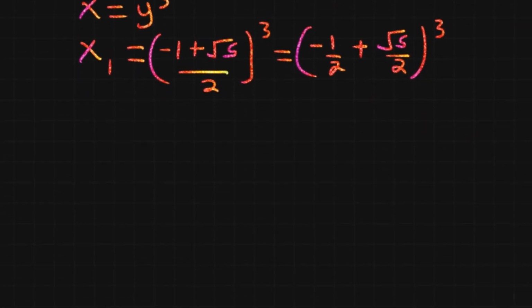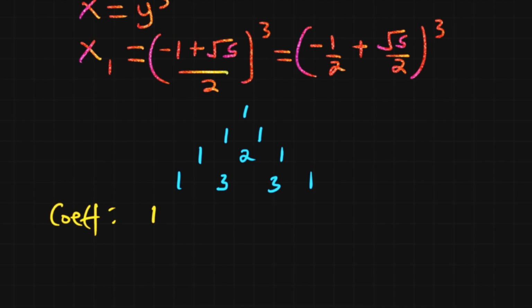So we can get the coefficients of this expansion from Pascal's triangle. Remember, when the power is 0, the coefficient is 1. When the power is 1, the coefficients are 1, 1. When the power is 2, we have 1, 2, 1. But when the power is 3, we have 1, 3, 3, 1. So we're going to use these in our expansion. So it means for our coefficients in this expansion, we have 1, 3, 3, and 1.